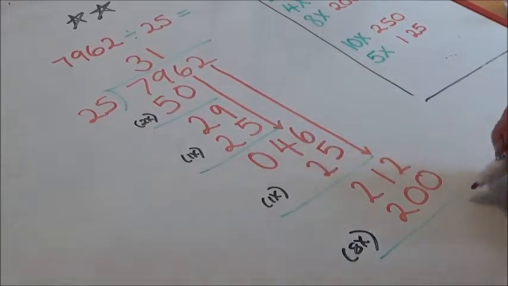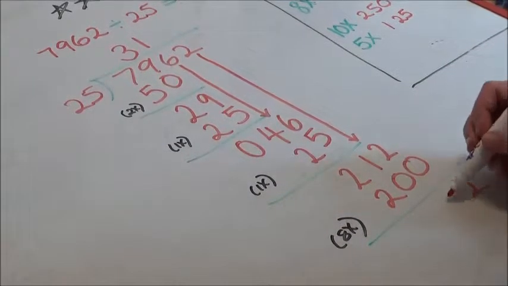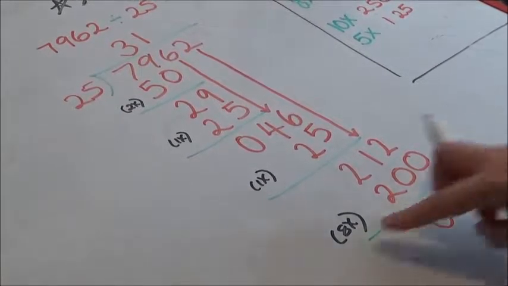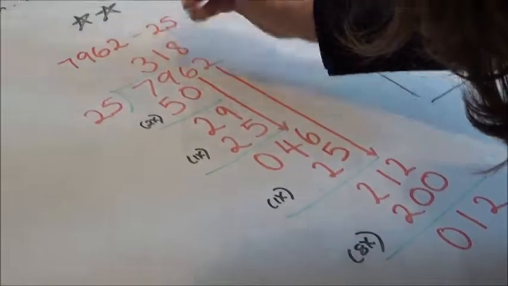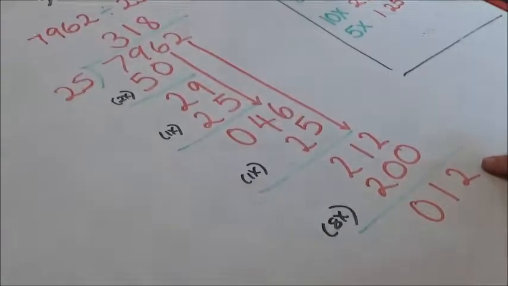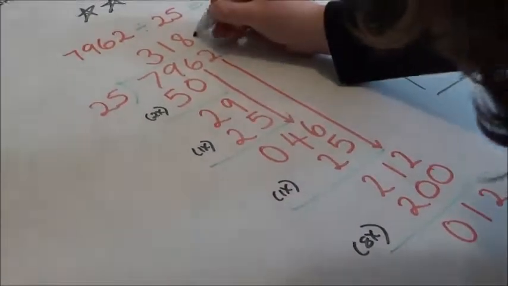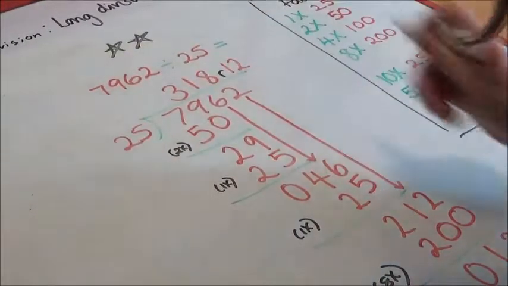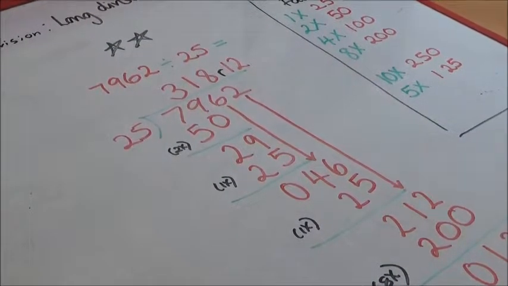2 take away 0 is 2. 1 take away 0 is 1. And 2 take away 2 is 0. We have 12 left. We took off 8 groups here. We can't fit any more groups of 25 from 12. So we're going to say we've got remainder 12.